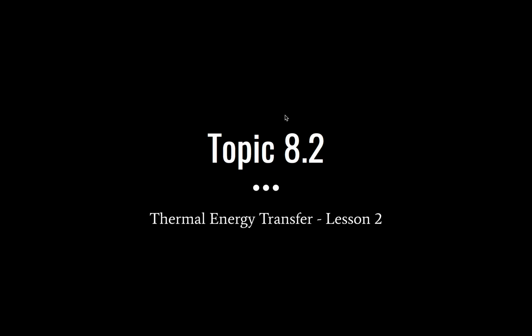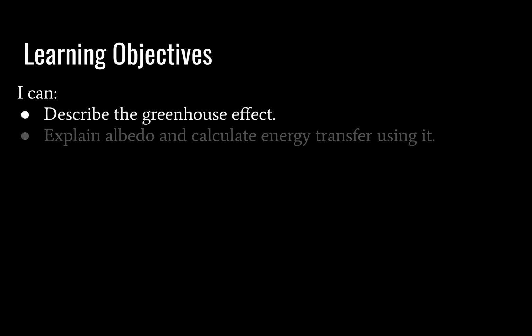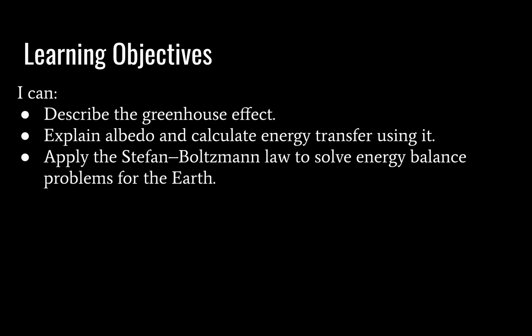Okay, guys, we're going to start topic 8.2 on thermal energy transfer. So, our learning objectives are to describe the greenhouse effect. By the end of this lesson, you should be able to do that. You should also be able to explain albedo and calculate energy transfer using that. You should also be able to apply the Stefan-Boltzmann law to solve energy balance problems for the planet.